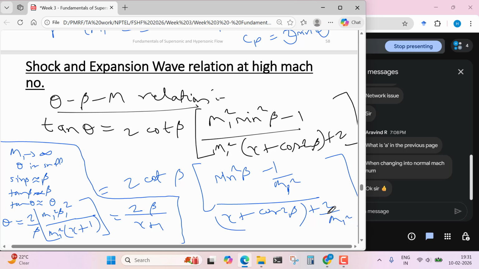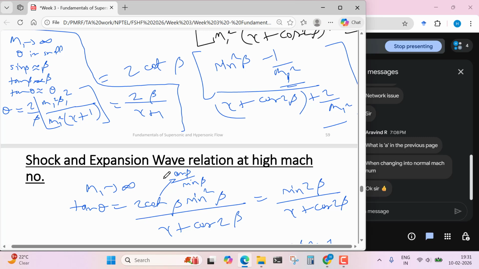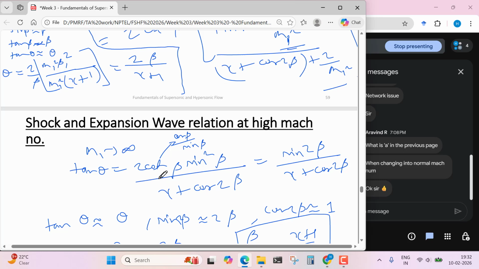When M1 tends to infinity, these two terms will go to 0. And this cot beta we can write as cos beta upon sine beta. So if we remove these terms, then we will get tan theta equal to 2 cot beta sine square beta upon gamma plus cos 2 beta. One sine beta will cancel, and 2 cos beta and sine beta will become sine 2 beta.